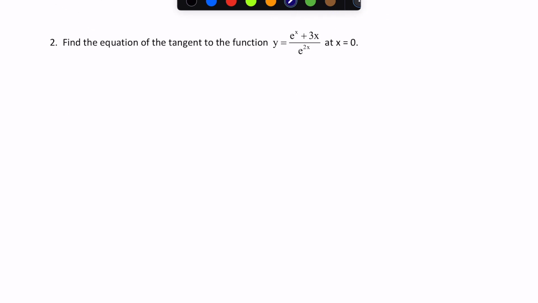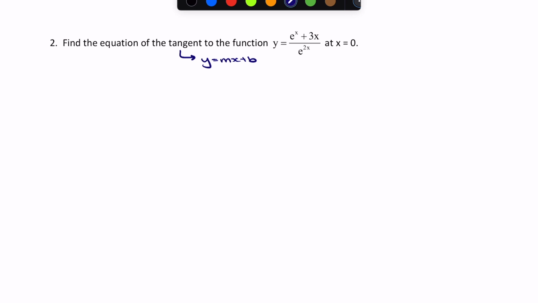So here again, last thing here, we're going to look at the equation of the tangent to the function y is equal to e to the power of x plus 3x over e to the power of 2x at x is equal to 0. And so remember the equation of the tangent, y is equal to mx plus b. Remember the slope of the tangent function is the derivative of the original function.